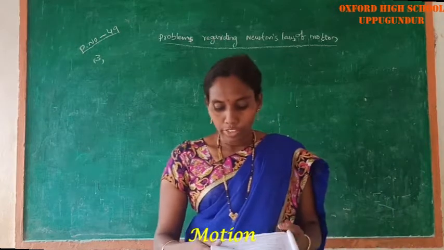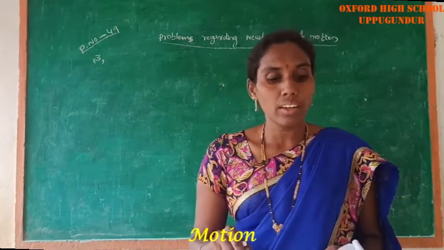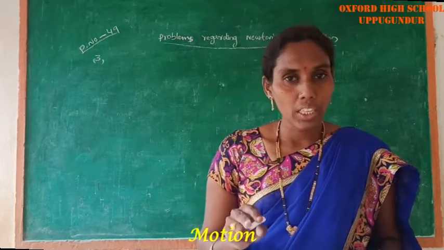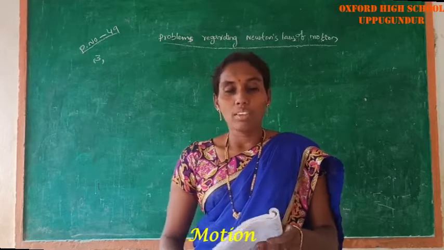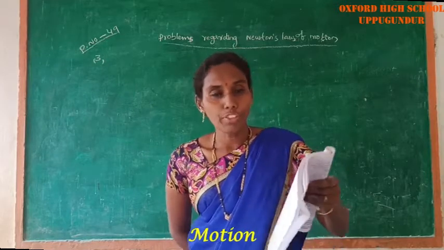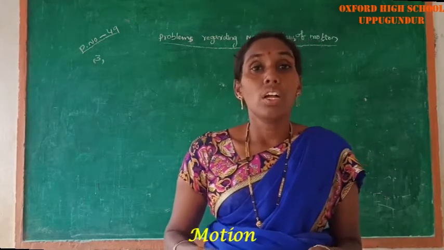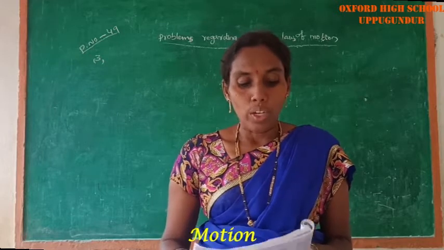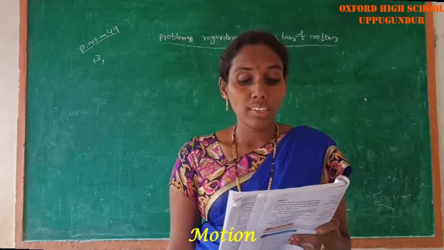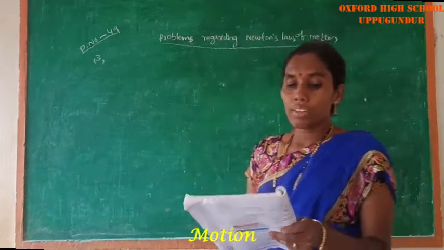All of you open page number 49 in the physical science textbook of 9th class. See problem number 3. What is the momentum of a 6 kg bowling ball with a velocity of 2.2 meters per second?